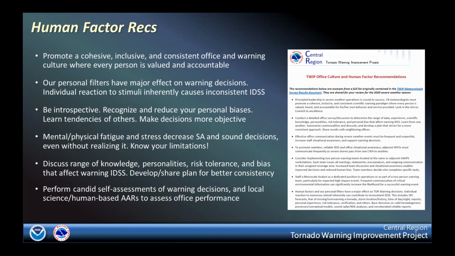And then the office itself can do a local AAR, after action report, to look at the assessment that you provided. It doesn't have to be some gigantic dissertation. Just look at a few scientific things that were most important and a few human-based elements that were most important, and go from there.